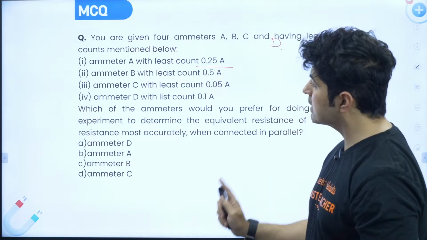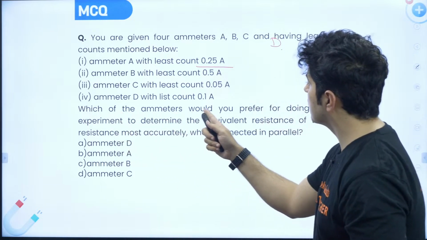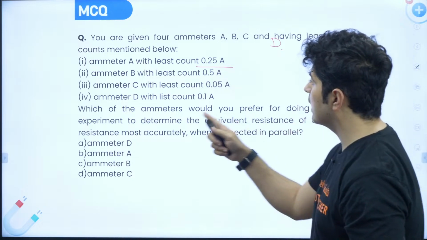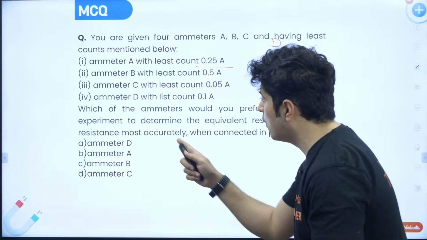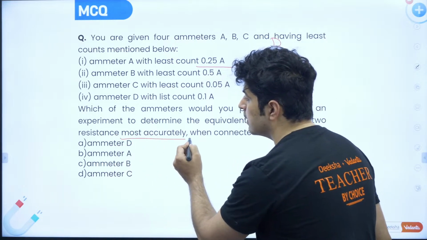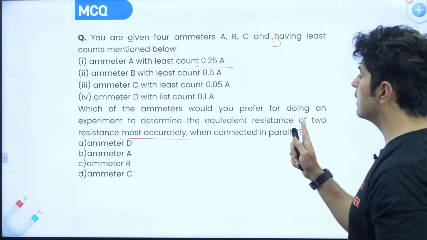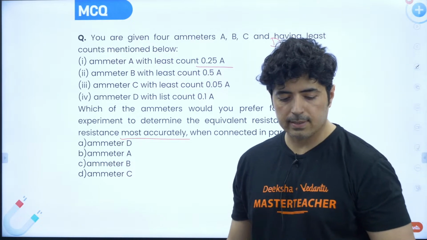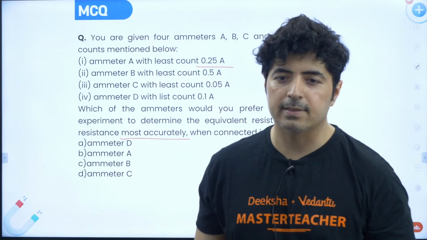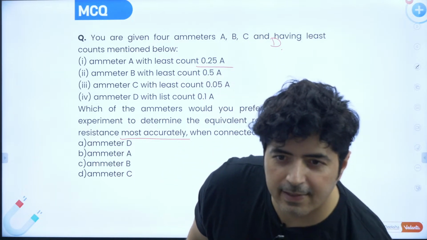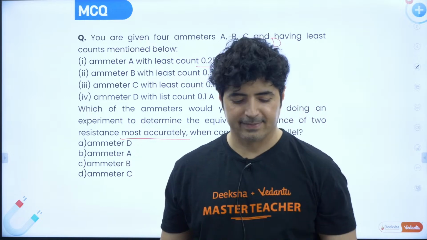Now the question is, which of the ammeters would you prefer for doing an experiment to determine the equivalent resistance of two resistances most accurately when connected in parallel? Yes, come on. Yes, please. Yes, you are correct, absolutely. Naveen, I can see you are correct. Yeah, all right.